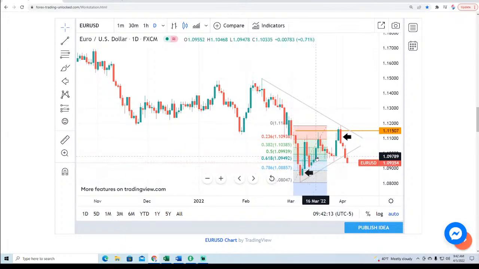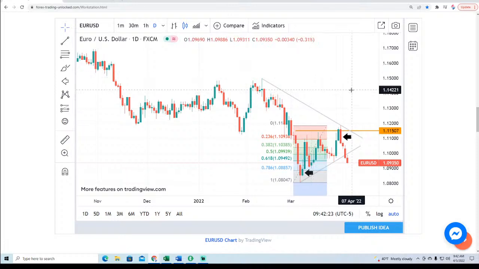Then we had the correction, which helped stabilize things. Came up to this area. Obviously, this is where we failed. The resistance became too strong, and now we are confirming the weakness. So the geopolitical situation is one of the biggest things weighing on the euro. Are we going to parity? It's very possible that in the longer run we could get down to parity.